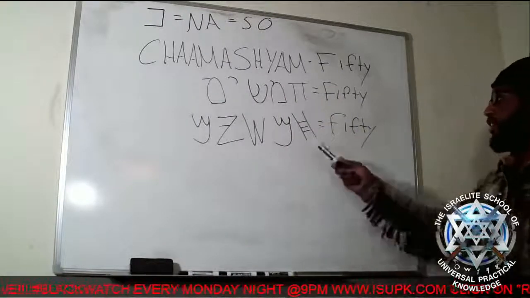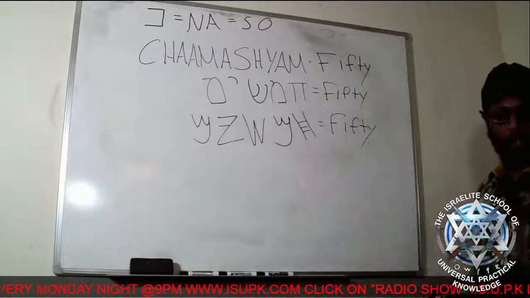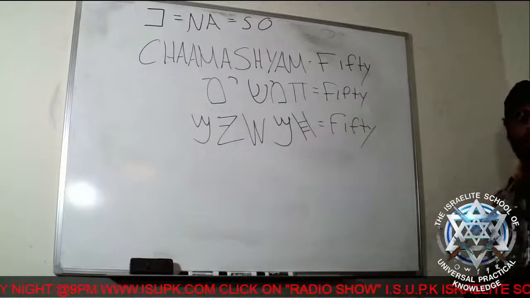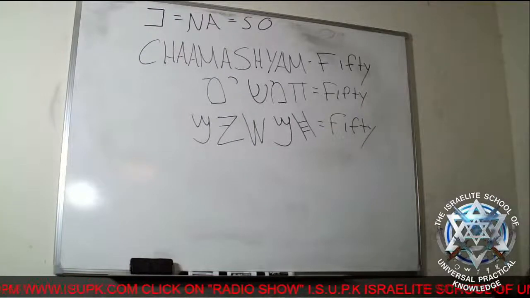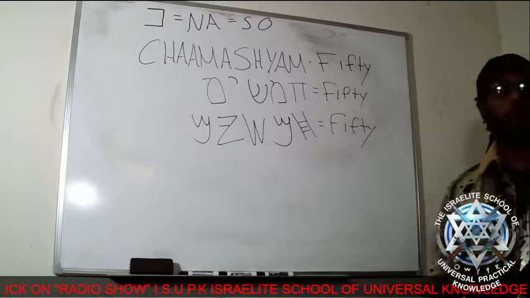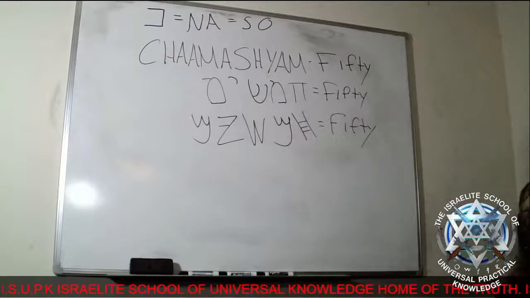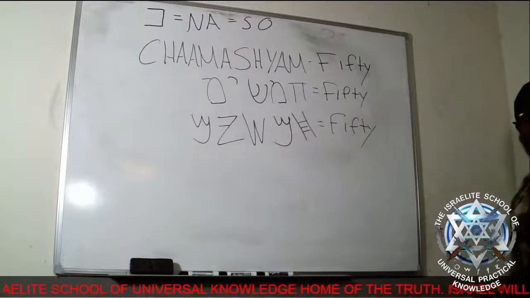In the Assyrian, this is your Ha, your Ma, your Sha, your Ya, and your Ma in the Paleo. You put that together, it's Chamashu. Alright, Chamashu. Remember, don't take this lightly. This is something that we're going to need to know, and we're going to go back to it over and over and over again.